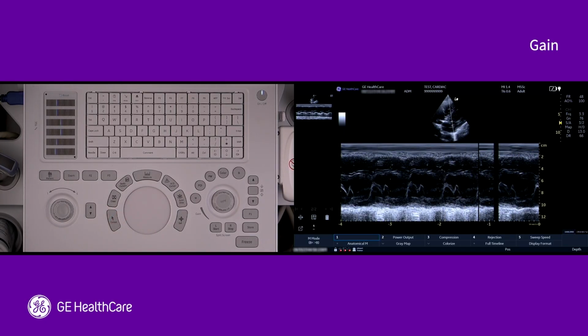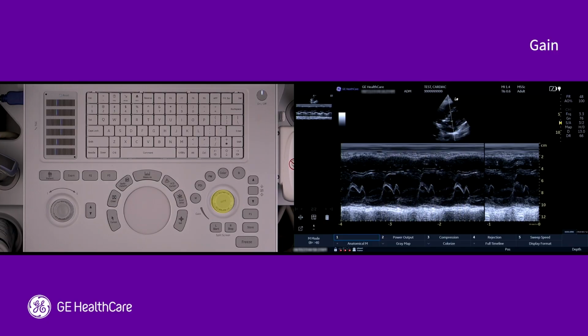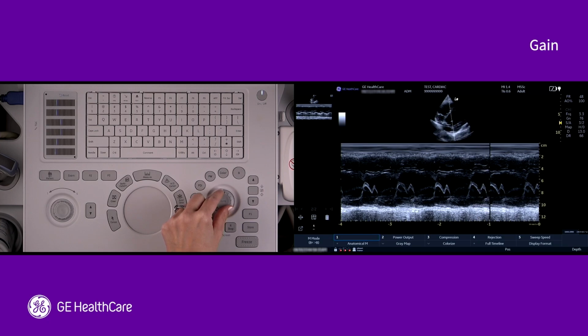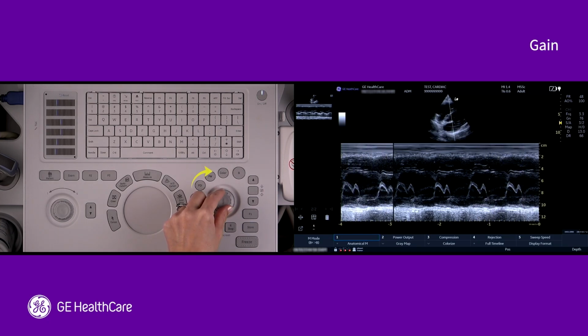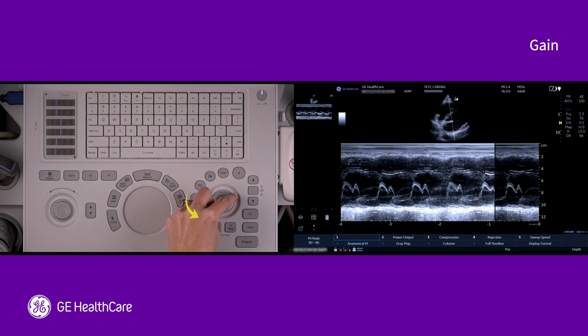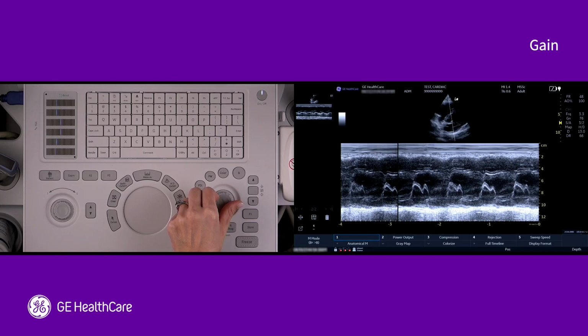To change the overall brightness of the M mode waveform, turn the gain rotary dial located on the right-hand side of the control panel. Increase the gain to make the waveform brighter, and decrease the gain to make the waveform darker.